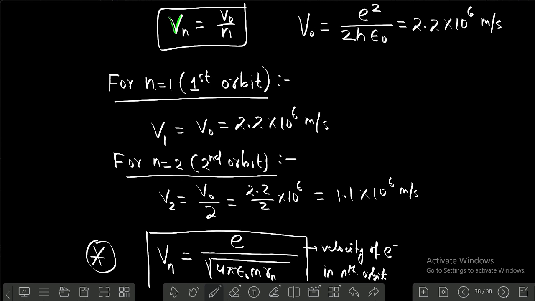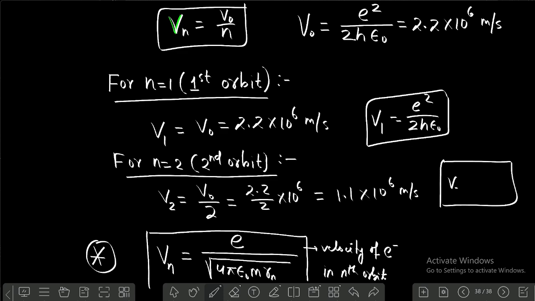Okay, can you tell me, if V1 is e square by 2h epsilon naught, what is V2? V2 will be e square by 4h epsilon naught. This one you remember also. Sometimes if any question is asked, remember V1 is e square by 2h epsilon naught, V2 will be e square by 4h epsilon naught. Okay.